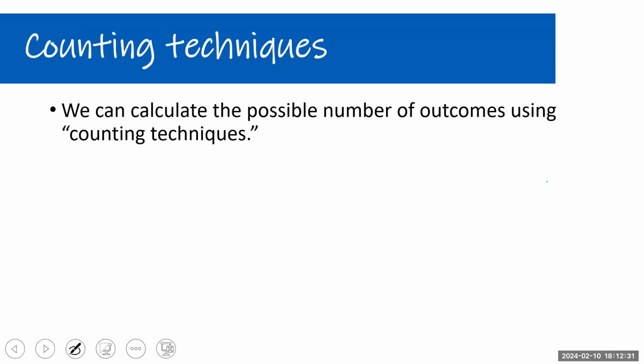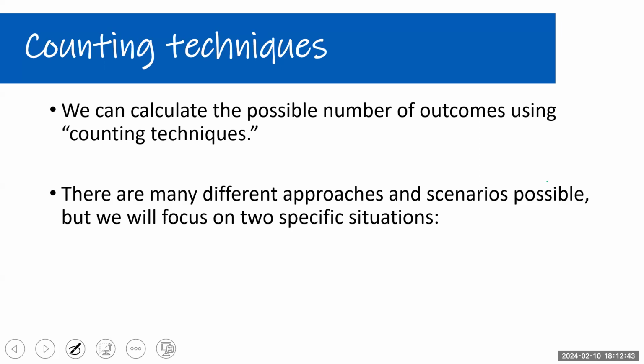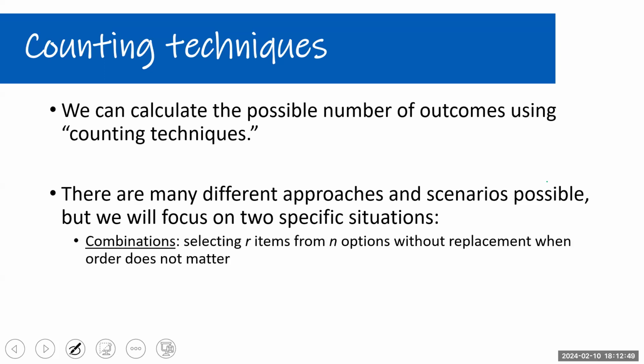Now, when we talked about classical probability, we talked about theoretical and counting methods. There are a lot of ways to count the possible number of outcomes using what we call counting techniques. We are only going to focus on 2 of the most basic ways in this class. We are going to talk about combinations and permutations.